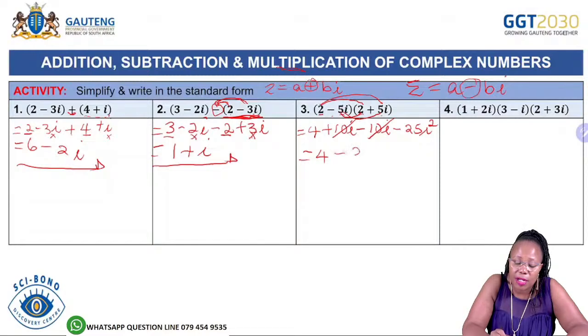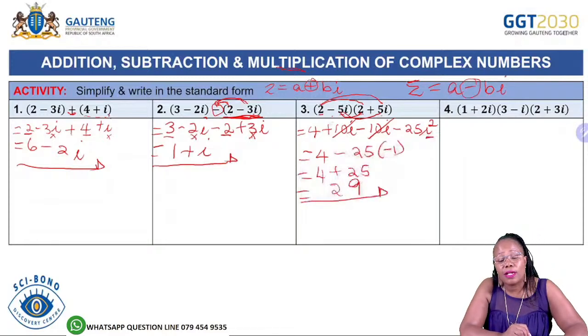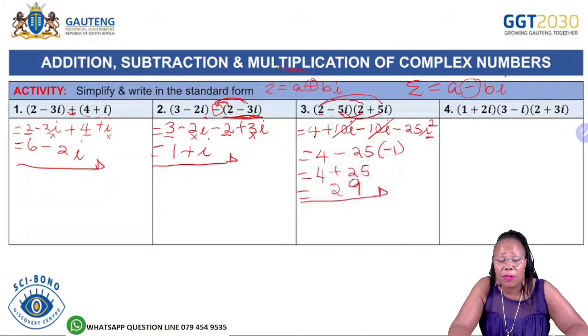We are left with minus 25i squared, but remember i squared is a negative 1. And then we have 4. Negative 25 times negative 1 is a positive 25. And then that is 29. Can you see, grade 12? Your answer will always be a real number if you are multiplying conjugates. Any conjugate multiplication will give you a real answer.